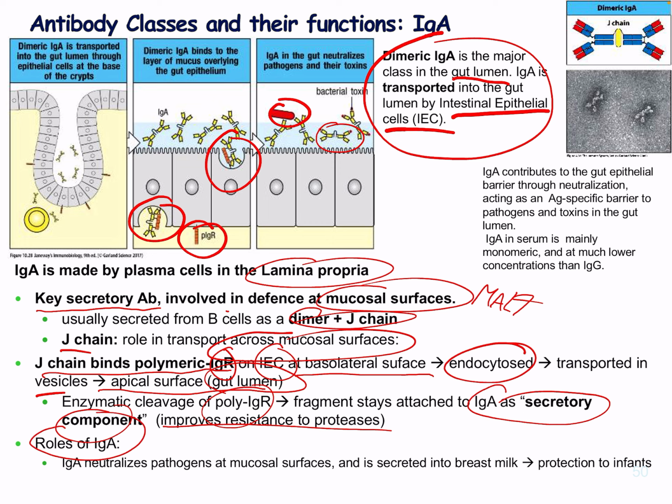And here are the roles of IgA. IgA neutralizes pathogens at mucosal surfaces, so both our MALT and in our airways, and it's also secreted into breast milk, and also helps with protection of infants. So again, IgG is secreted across the placenta, while breastfeeding releases IgA.